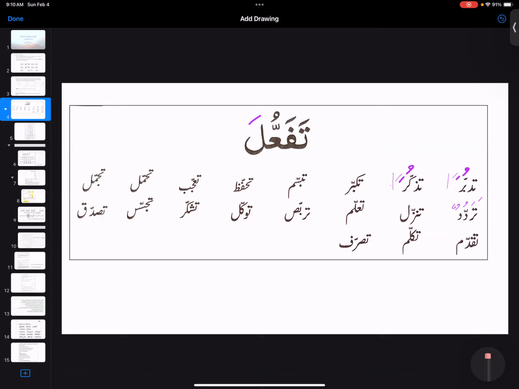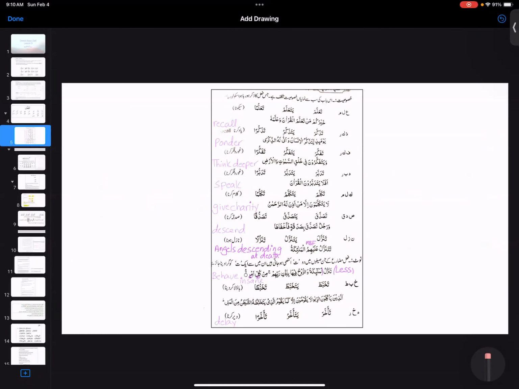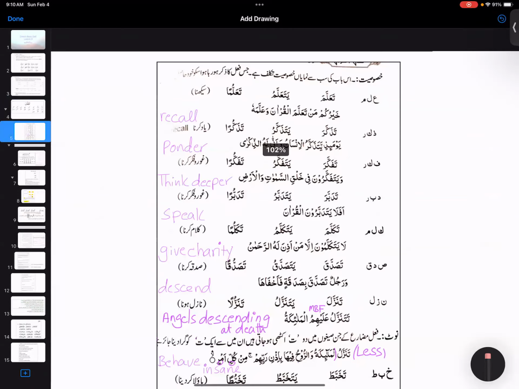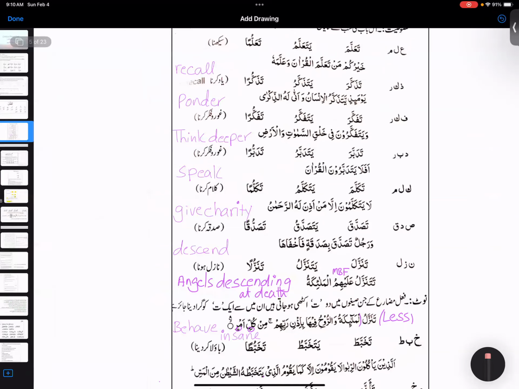Then tanazzalu or tanazzala, right? Tanazzala, ta'allama, tarabba, tawakkala, tashakkara, tajassasa, taswaddaqa, taqaddama, taqallama, tasarrafa. So you have enough to conjugate them. Do a lot of practice on them. Okay, so now let's see some examples from Quran Pak.